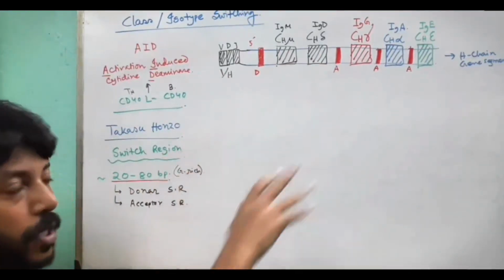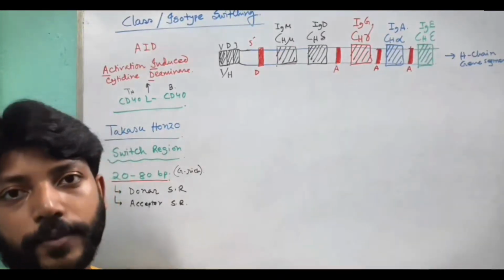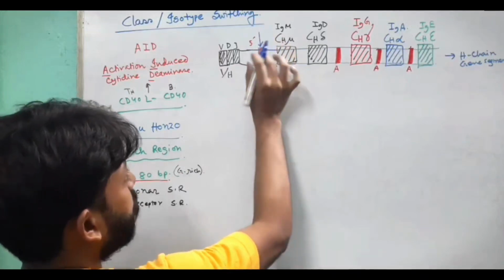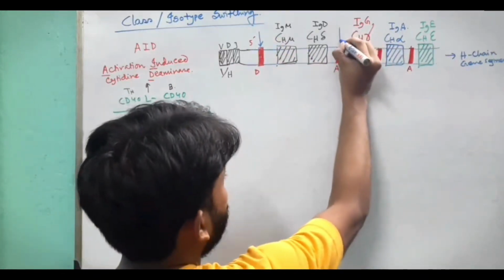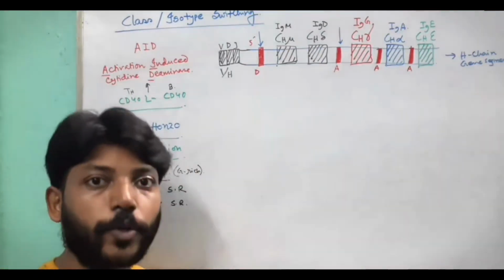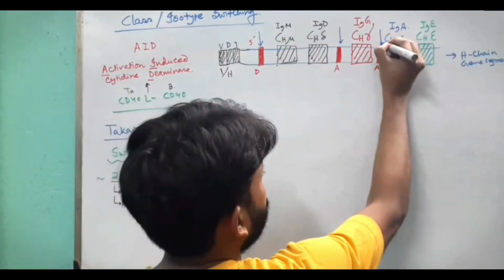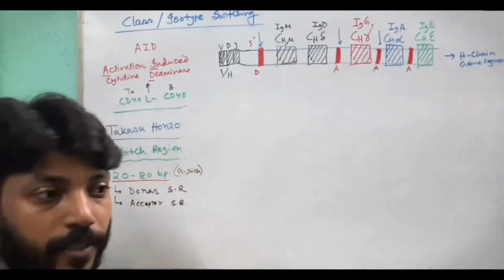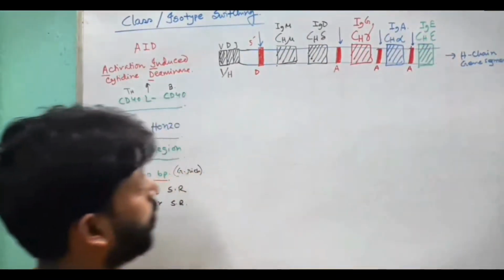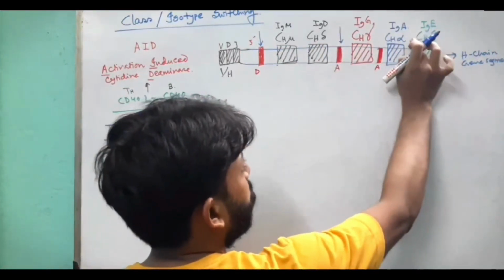How does this process occur? The main event of this class switching is to make a double strand DNA break. So what I have to do here is a double strand break, and in this region there should be a double strand break. Let's assume if this B cell will produce IgA antibody, then the double strand break will occur here, and if IgE antibody is required, then the double strand break will occur here. As I am mentioning here that IgG will be produced, I will not show the double strand break here.